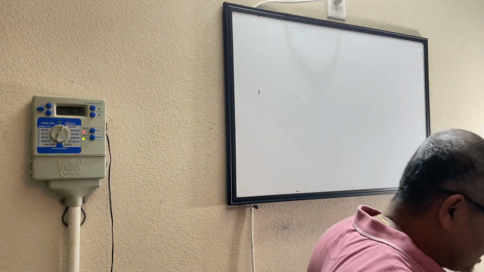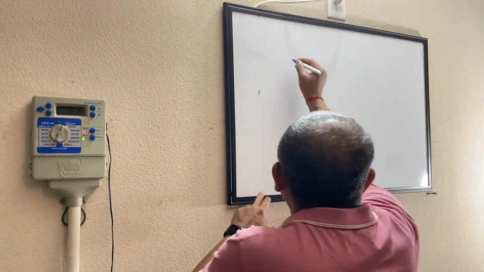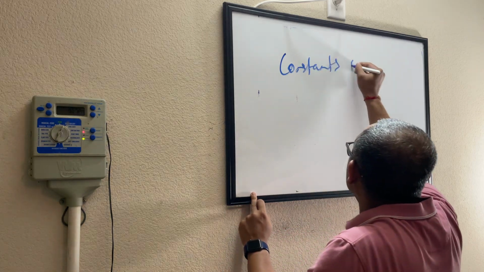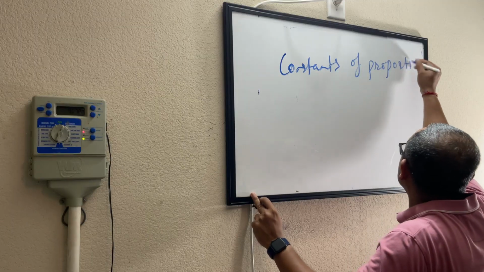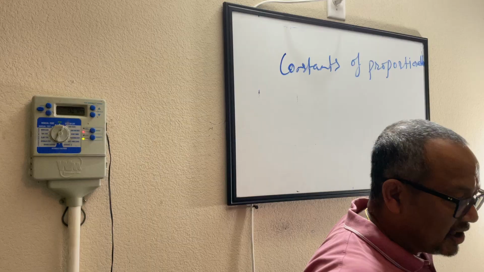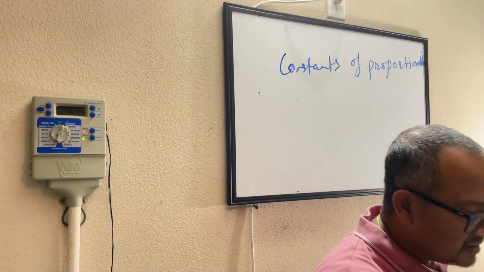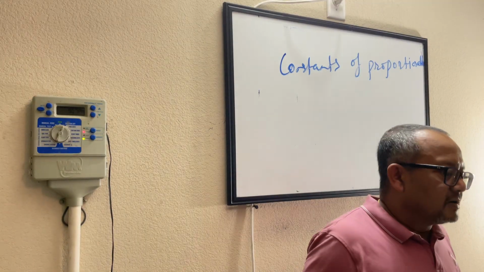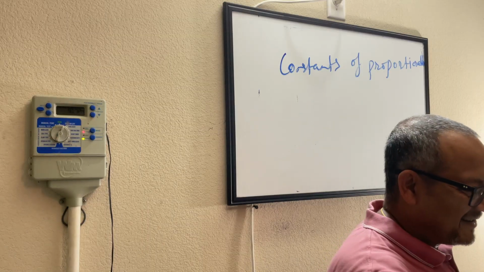See, this is turning out to be an English class. Constants of proportionality. Okay, let's. Yes, Tansi. It's when two quantities, their ratio is constant. Getting there. Okay.